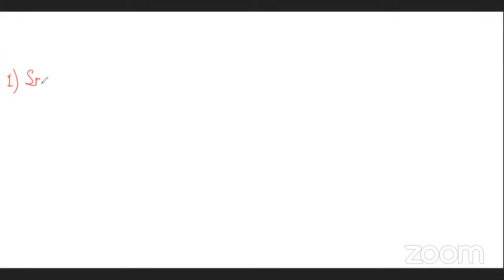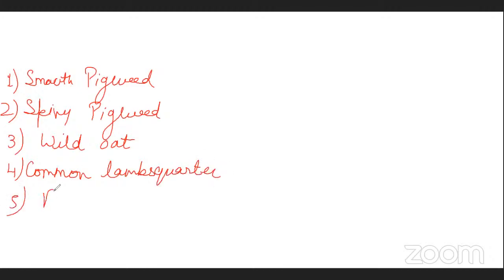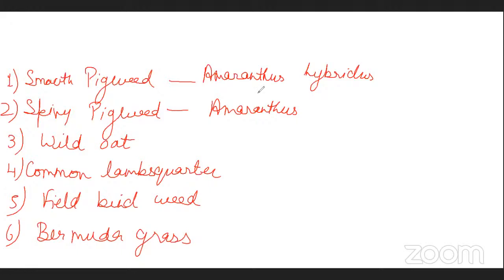The first one is smooth pigweed. The second one, spiny pigweed. The third one is wild oat. Fourth one is common lamb's quarter. Fifth one, field bindweed. Sixth one, Bermuda grass. The scientific name of smooth pigweed is Amaranthus hybridus. Then spiny pigweed is Amaranthus spinosus.